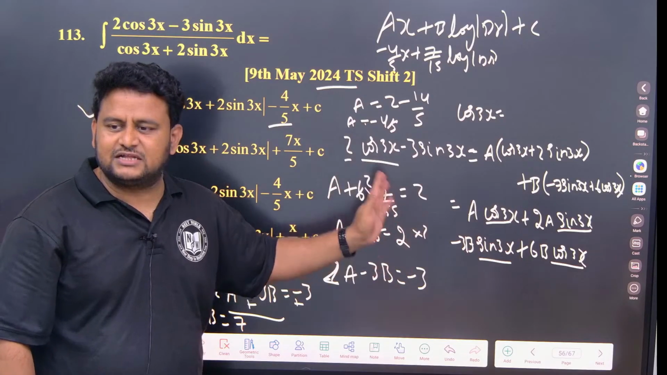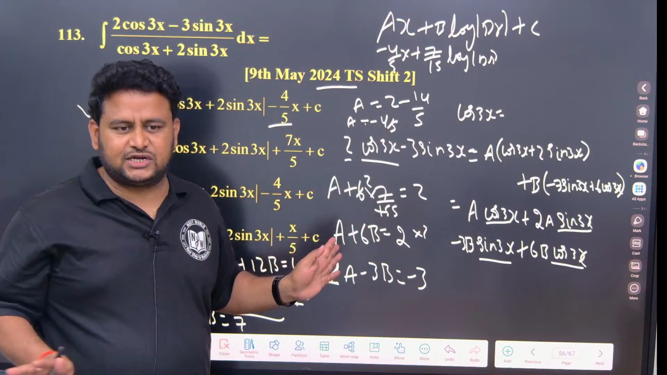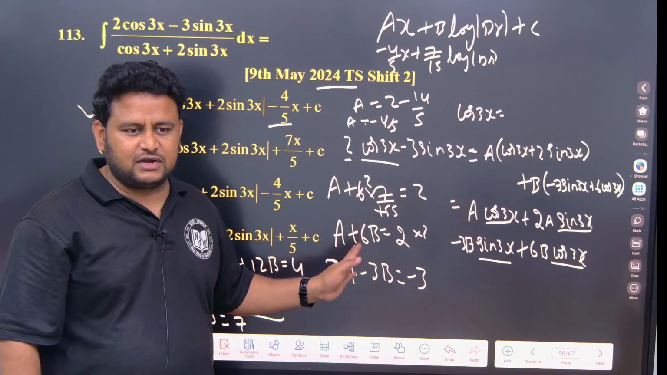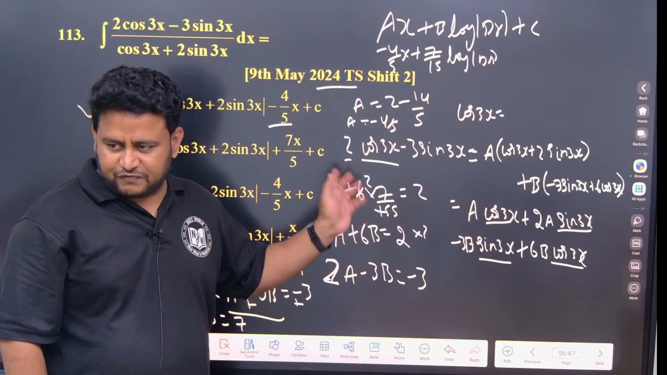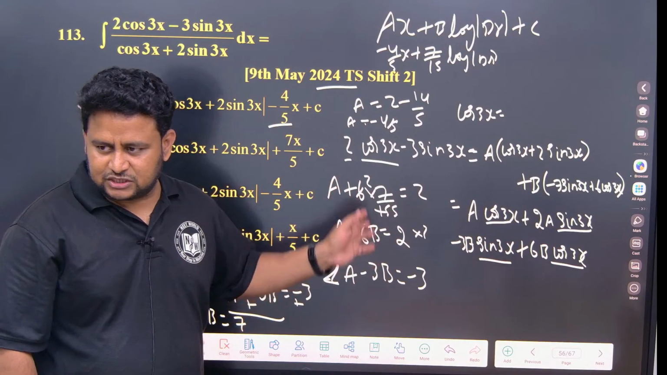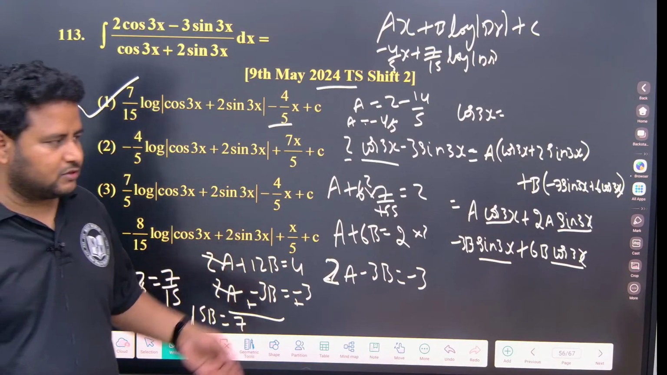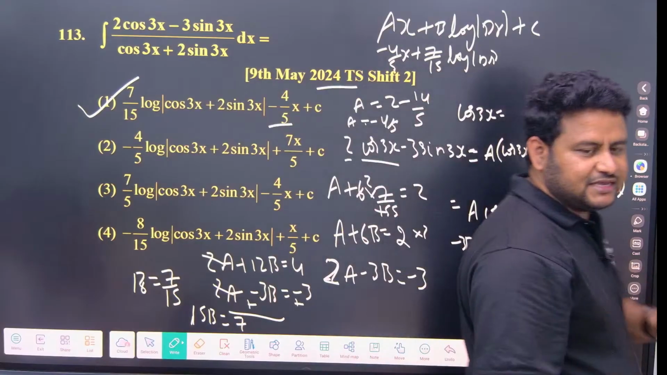Here the only thing that you have to do is find the value of a and b. There is no integration at all. Otherwise, if you go for integration, you have to do integration by partial fractions. That will take a lot of time. Instead of this, do this method. Understood everyone? Clear? Okay.